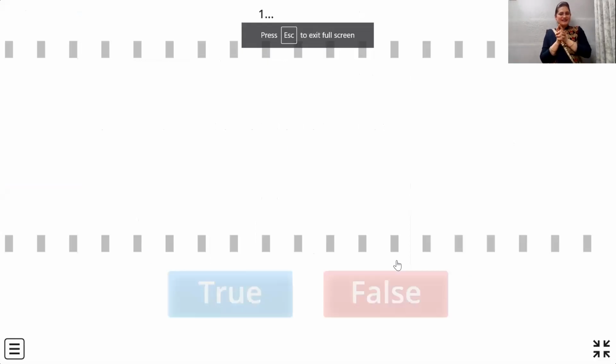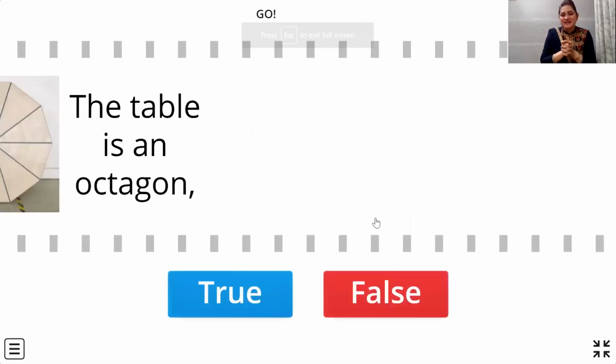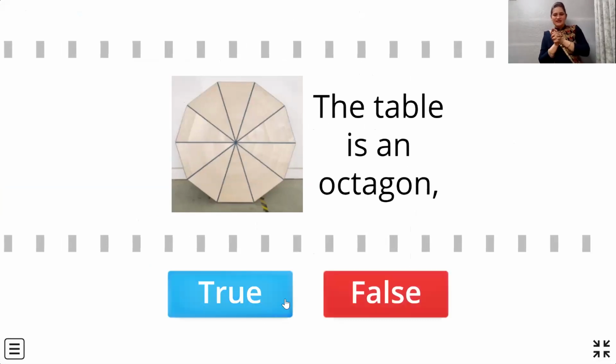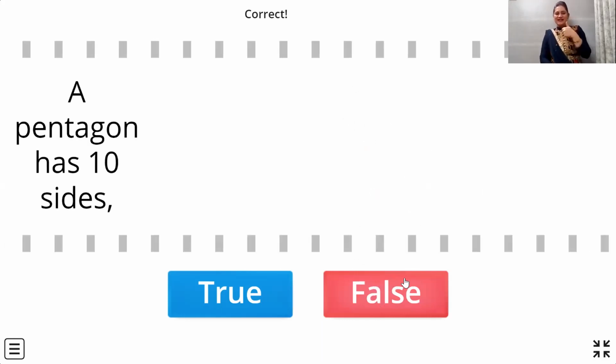Oh, now teacher's going to ask you some question and you're going to tell me whether it is true or false. Okay? So, children, the table is an octagon. Remember, children, octagon has 8 sides. But we have learned today decagon, and decagon has 10 sides. So, is it true or false? Let's count and check. 1, 2, 3, 4, 5, 6, 7, 8, 9, 10. Yes, the table is an octagon. True or false? False. Yes, we are correct.